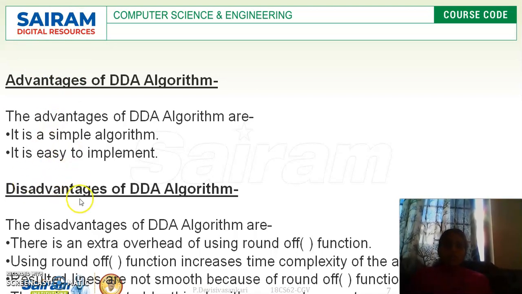And the next one is the disadvantages of the DDA algorithm. So the disadvantages: for each and every step we are using the round off function. So this is one more extra overhead of using this kind of function, right? And whenever we use this round off function, it will increase the time complexity of the algorithm. So here the resultant lines will not look very smooth. Means, not a curve, the straight line we will not get. We will get some sort of jaggies inside. Okay, so these are the few drawbacks of the DDA algorithm.